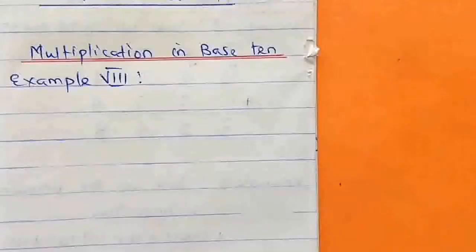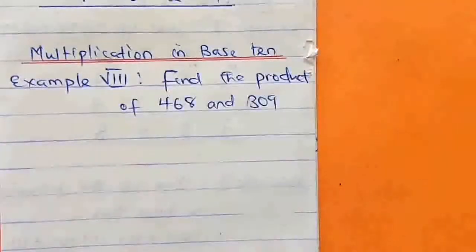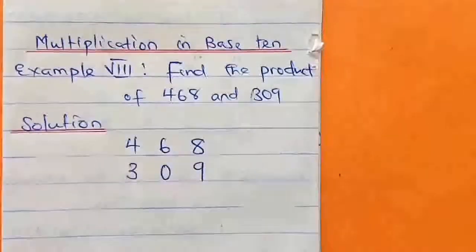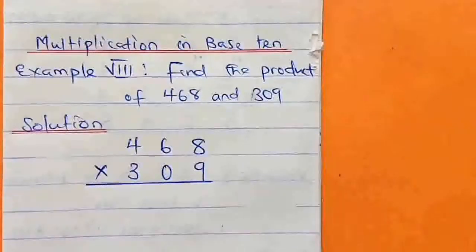Let's go for multiplication in base 10. Example 8. They ask us to multiply 468 in base 10 by 309 base 10. Okay, let's do it. Here we are assuming that there is no calculator. This is done in base 10. 8 times 9 will give us 72. We write 2, carry 7 to the left hand column.